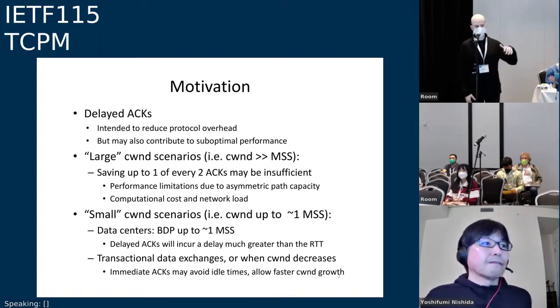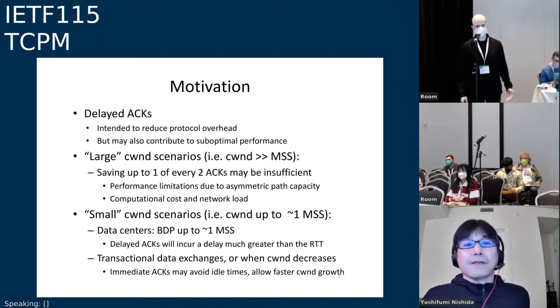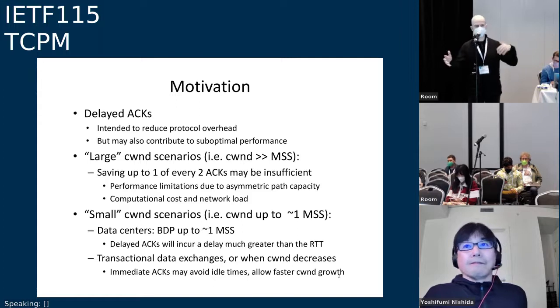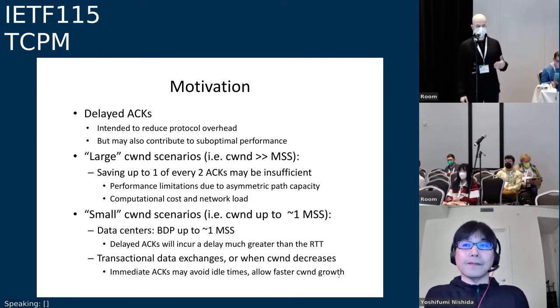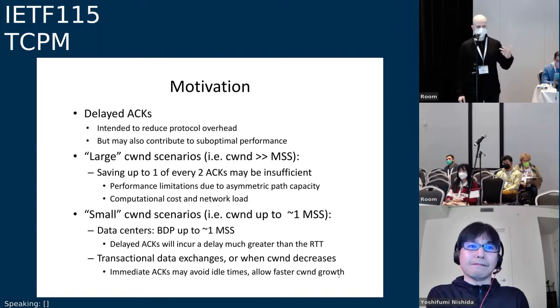There are also so-called small congestion window scenarios, where the congestion window size would be on the order of around 1 MSS, such as in data centers where the bandwidth delay product may be on the order of 1 MSS. In that case, delayed ACKs will incur a delay much greater than the RTT, and also in transactional data exchanges, or when the congestion window decreases, the ability of requesting immediate ACKs may help avoid idle times or allow a faster congestion window growth. Next, please.